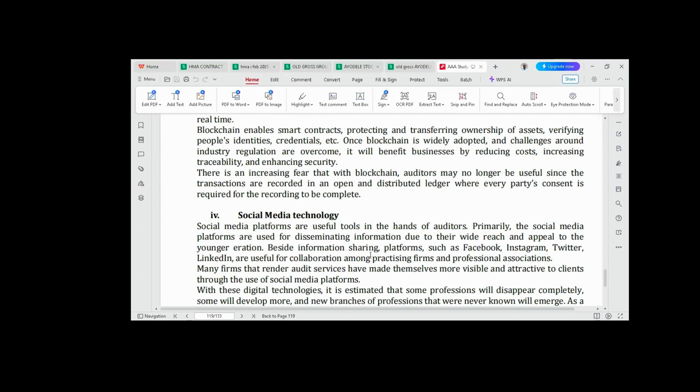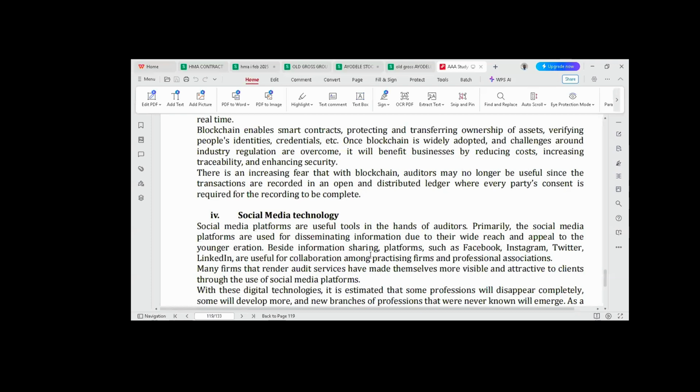So what that means is that if you want to get to know more about any of the audit firms, just click on the hashtag and it will take you to their social media, and you can see at a glance what they've been up to in the last few weeks or months. Okay? So what that does is that it makes it easier and makes it attractive, because it makes it easier for the client to have access to the audit firms.